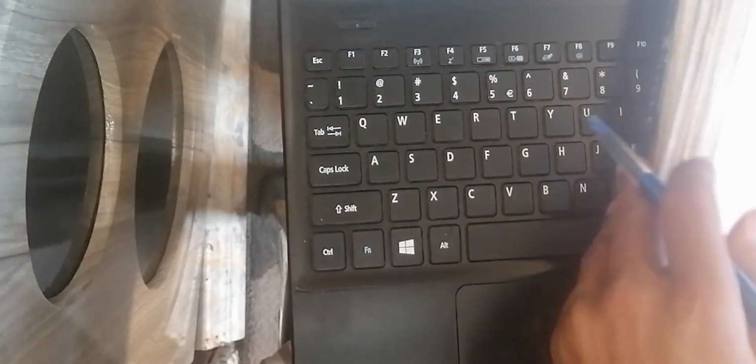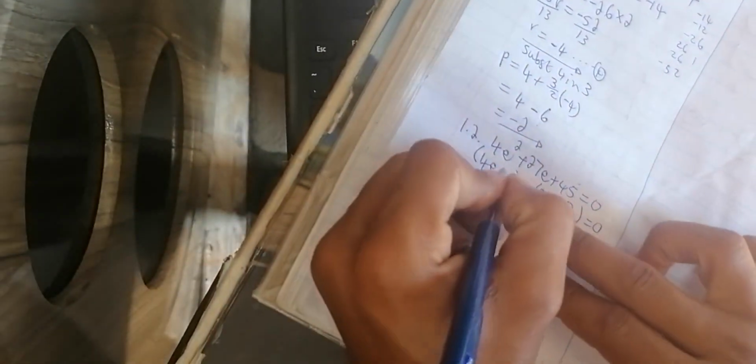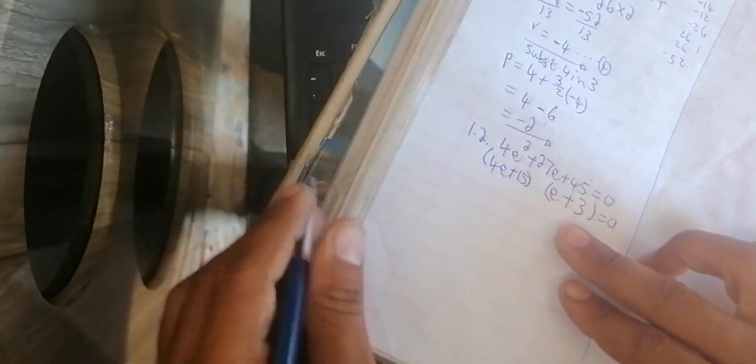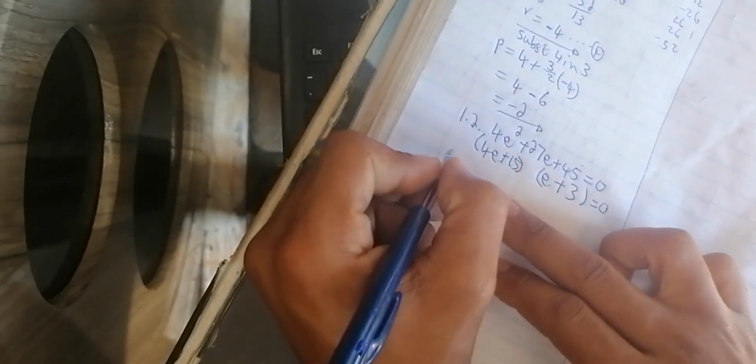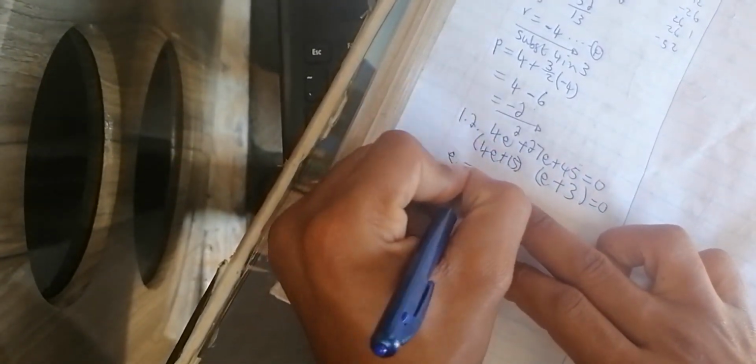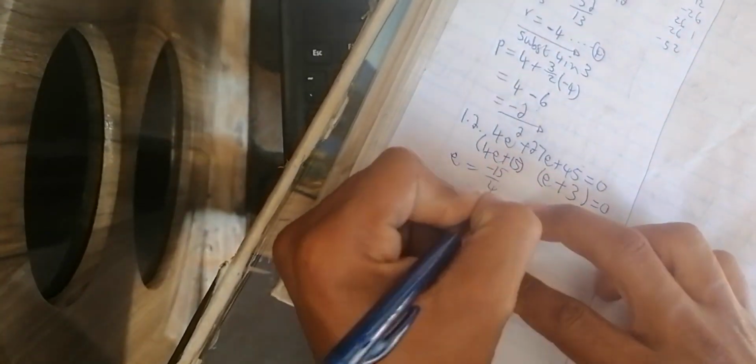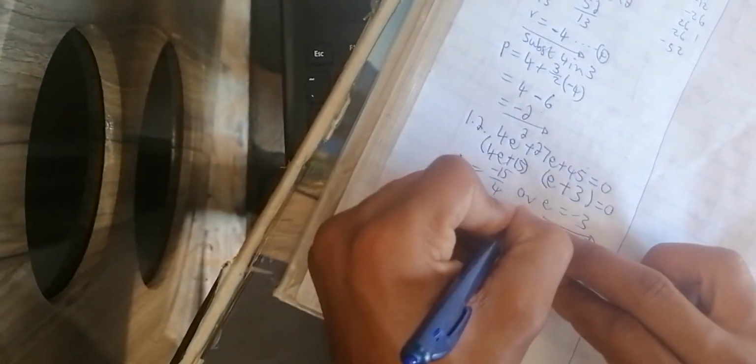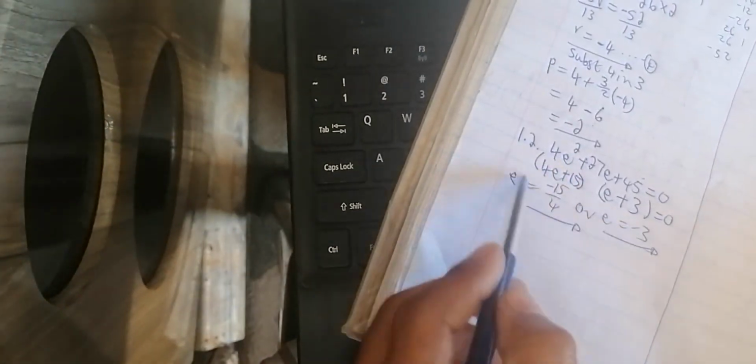And I find negative 15. Very good. So e equals minus 15 over 4, or e equals minus 3. So I have solved for e using the factorization method.